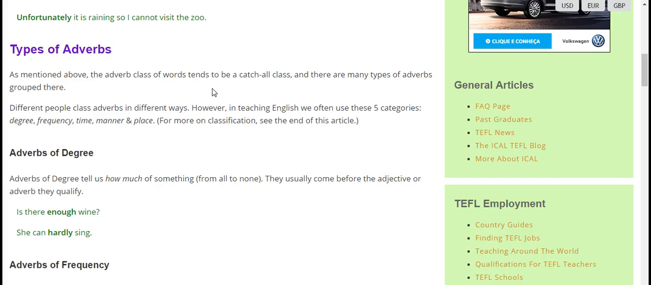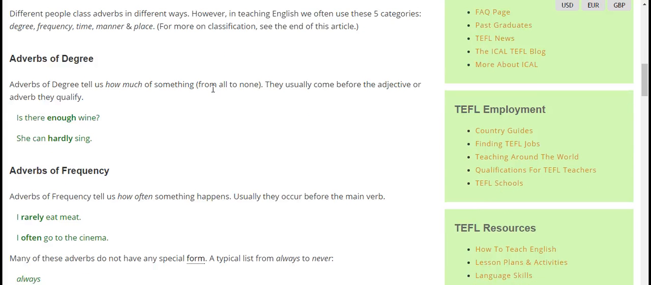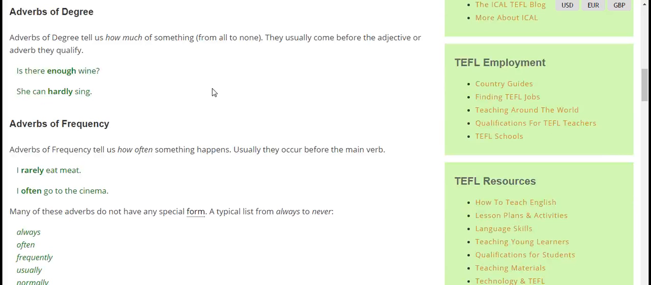There are many types of adverb. Different people classify adverbs in different ways. However, we often use five categories: degree, frequency, time, manner, and place. For more classification, see the end of the video. Adverbs of degree.